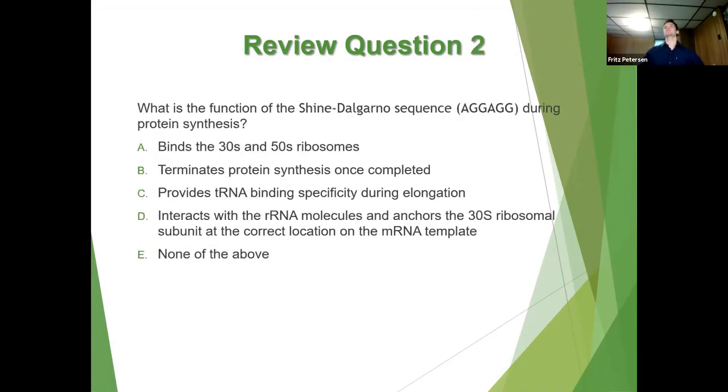So my second question, what is the function of the Shine-Dalgarno sequence, that AGGAGG, during protein synthesis? Does it bind the 30S and 50S ribosome? Does it terminate protein synthesis once completed? Does it provide the tRNA with binding specificity during elongation? Or does it interact with the rRNA molecules and anchor the 30S ribosomal subunit at the correct location on the mRNA template? Again, just 15 seconds or so to respond.